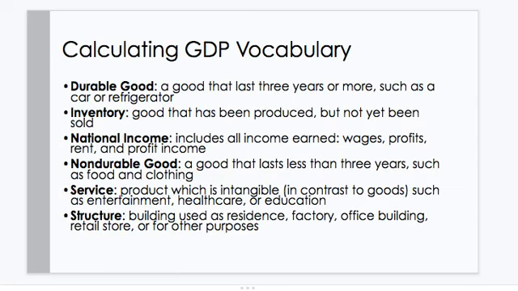Calculating GDP vocabulary. Durable good, a good that lasts 3 years or more, such as a car or refrigerator. Inventory, goods that have been produced but not yet sold. National income includes all income earned: wages, profits, rent, and interest income. Non-durable goods, a good that lasts less than 3 years, such as food or clothing. Service, a product which is intangible, in contrast to goods, such as entertainment, healthcare, or education. Structure, buildings used as a residence, factory, office building, retail store, or for other purposes.